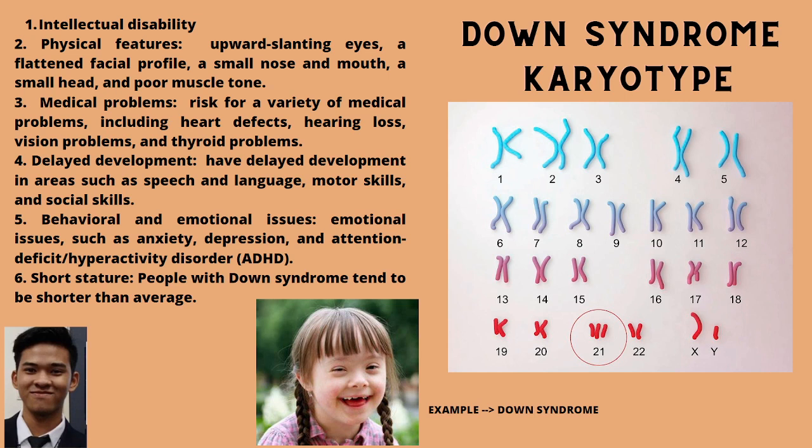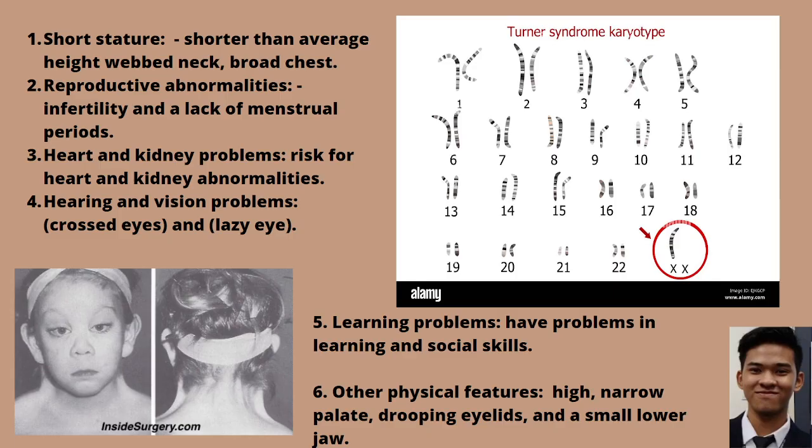Last but not least, we will be going through Turner syndrome. So this is the karyotype of Turner syndrome, and there are 6 characteristics of Turner syndrome patients. The first one is short stature. Girls with Turner syndrome typically have shorter than average height, often with a characteristic webbed neck and a broad chest. Second, reproductive abnormalities. Turner syndrome can cause underdeveloped ovaries, which can lead to infertility and a lack of menstrual periods.